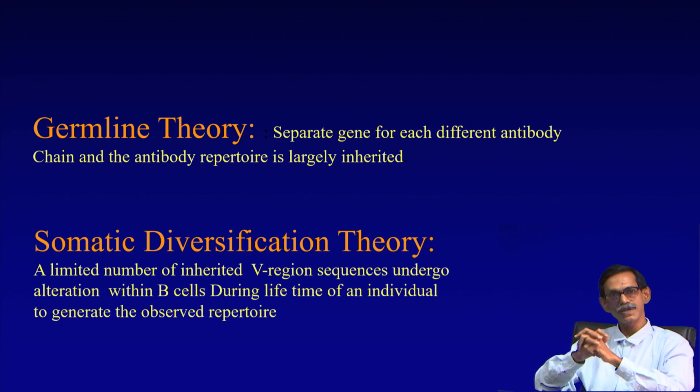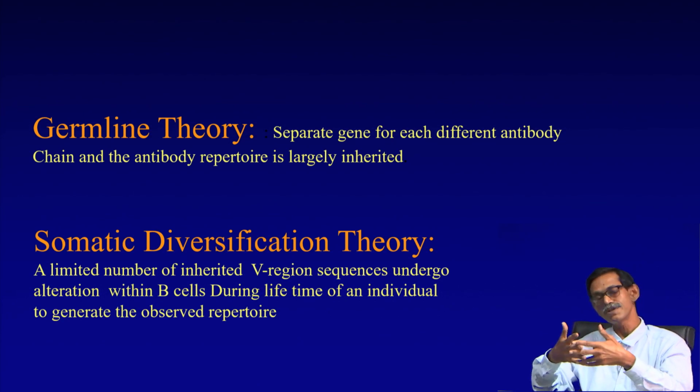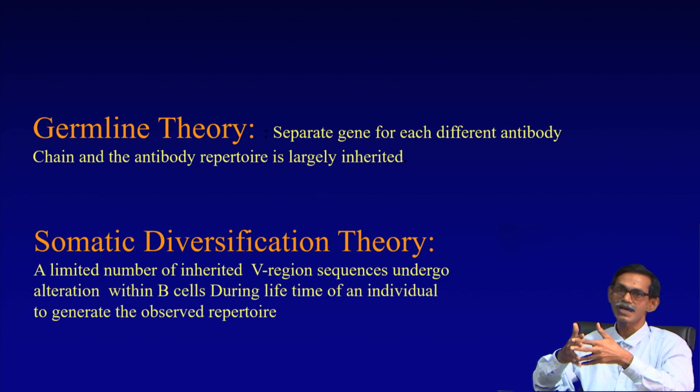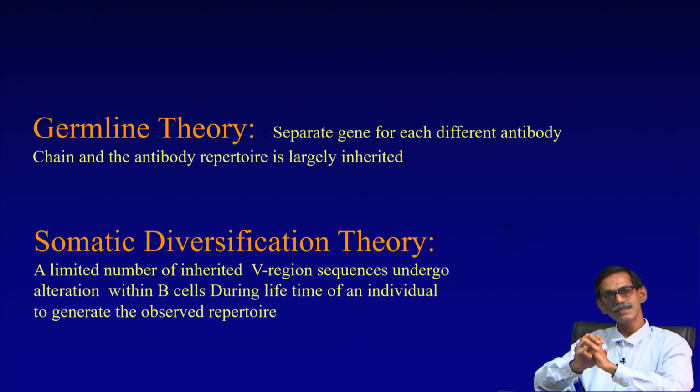And the somatic diversification theory says that a limited number of inherited variable region sequences undergo alteration within B cells during the lifetime of an individual to generate the observed repertoire. So, now if I ask you which one is true: one is saying each antibody has an individual gene and it is largely inherited. Another theory is saying that the V region sequence undergoes alteration during lifetime, and this V region is inherited.